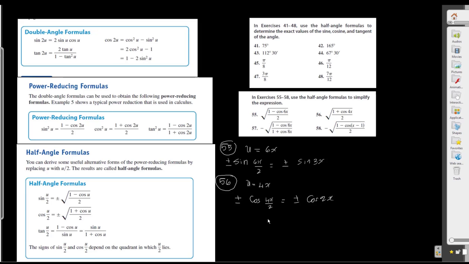Number 57 is weird. It is the square root of 1 minus cosine 8x over 1 plus cosine 8x. That's going to be the formula under the power reducing formulas, in number 3. That's tan squared u equals 1 minus cosine 2u over 1 plus cosine 2u, without the square root sign. So you substitute 2u equal to 8x in that formula.